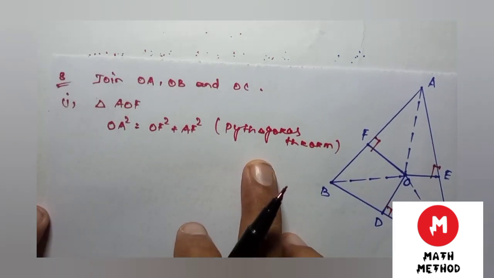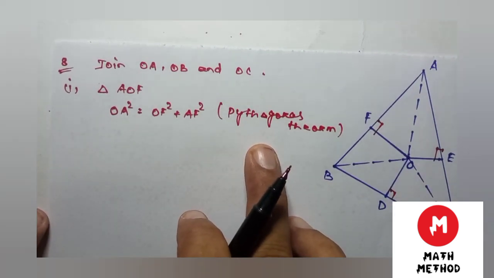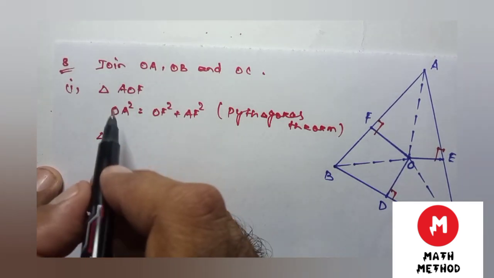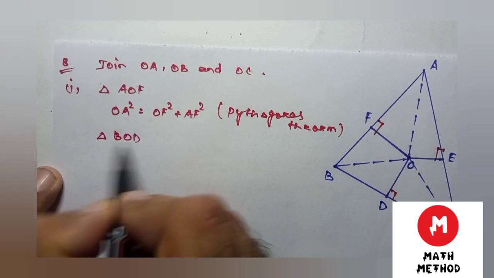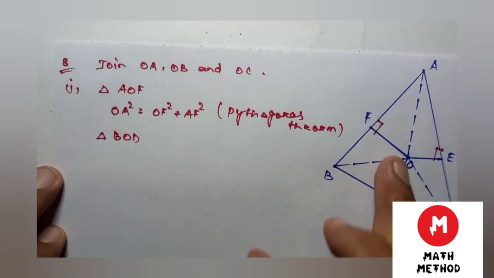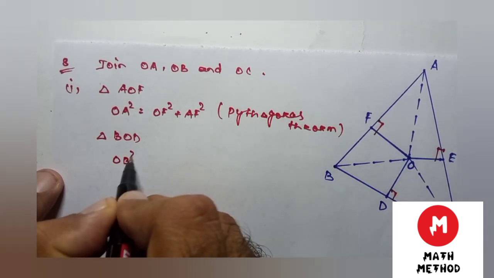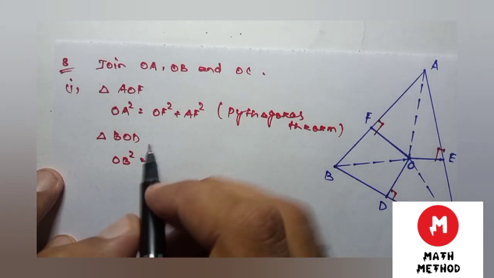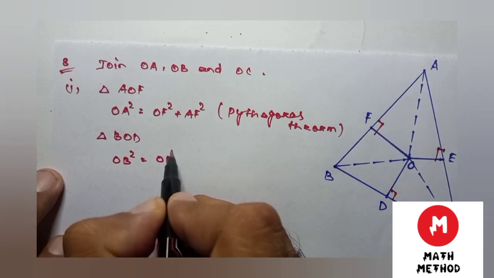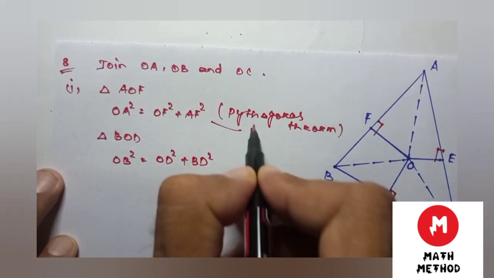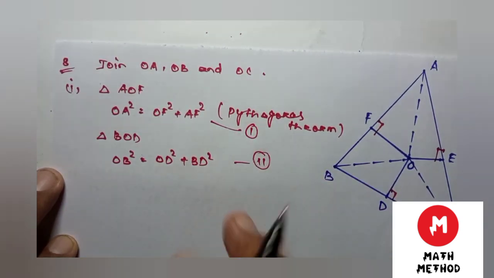We will apply this Pythagoras theorem in every triangle. So again in triangle BOD, here BO is hypotenuse. OB square is equal to OD square plus BD square. This is our 1, this is our 2.